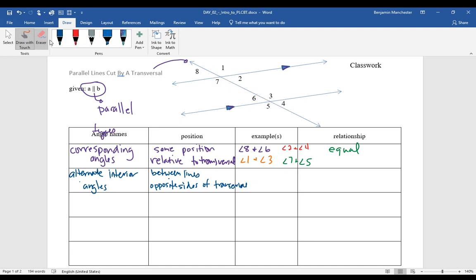As an example of alternate interior angles, take angle 2, so we're between the parallel lines. Angle 2 would pair with angle 6. So these are a set of alternate interior angles.